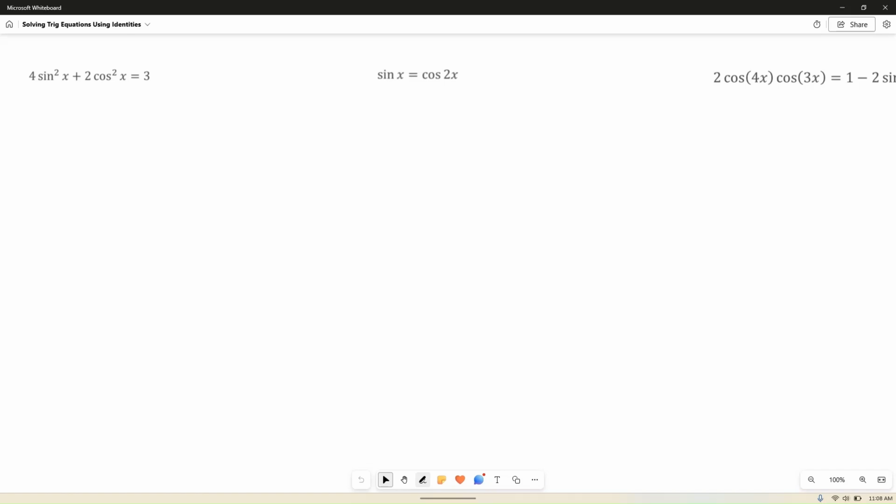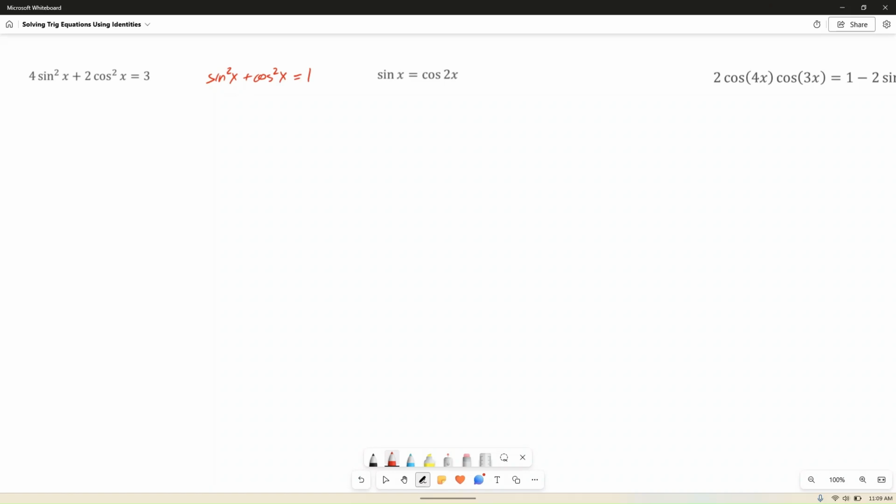And so we need to figure out how we can replace either the sine or the cosine with a matching term, so we can write everything in terms of sine or everything in terms of cosine. Then we can try to factor and simplify. As soon as I see a sine squared and a cosine squared, I'm immediately thinking about our Pythagorean identity. Remember, our Pythagorean identity says that sine squared x plus cosine squared x has to equal 1. So how do I use that to simplify the equation that we're given?